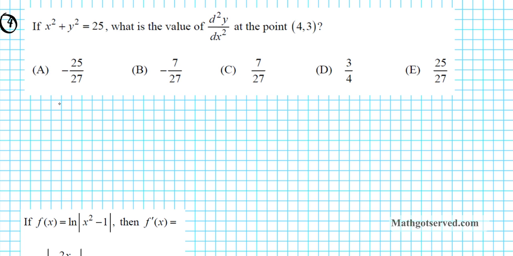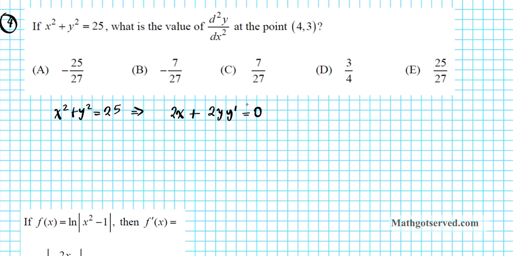All right, so let's start out by looking at the first equation, x squared plus y squared equals 25. If I differentiate this equation implicitly, I'm going to have 2x plus the derivative of y squared with respect to x, which is going to be 2y times y prime. Okay, if you differentiate x squared with respect to x, you have 2x times 1, equals the derivative of 25, which is 0.